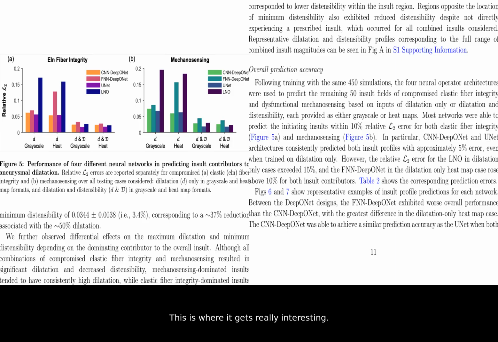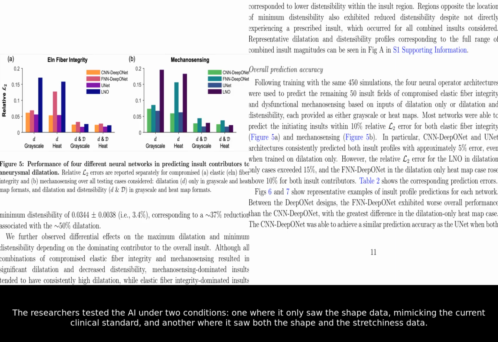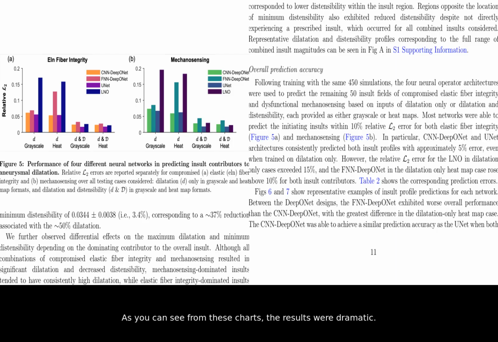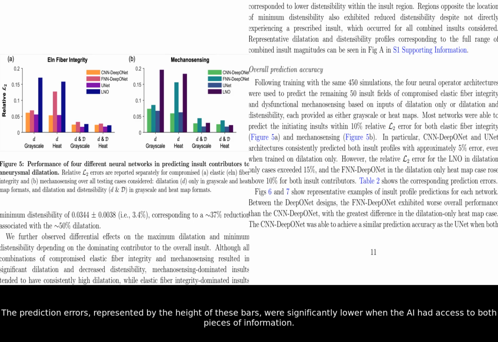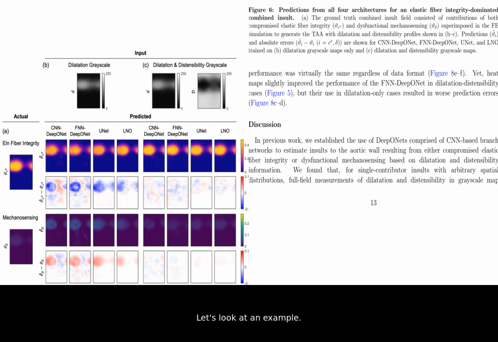This is where it gets really interesting. The researchers tested the AI under two conditions: one where it only saw the shape data, mimicking the current clinical standard, and another where it saw both the shape and the stretchiness data. As you can see from these charts, the results were dramatic. The prediction errors, represented by the height of these bars, were significantly lower when the AI had access to both pieces of information.